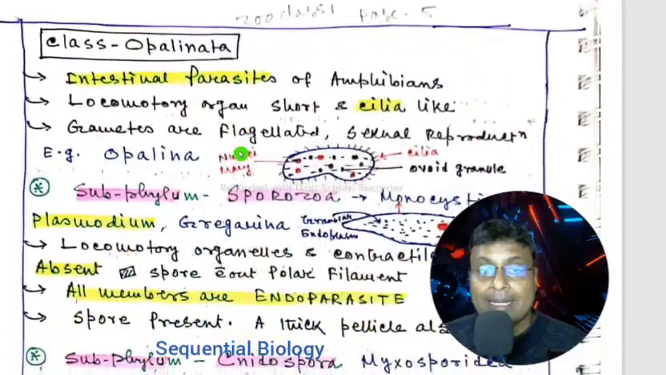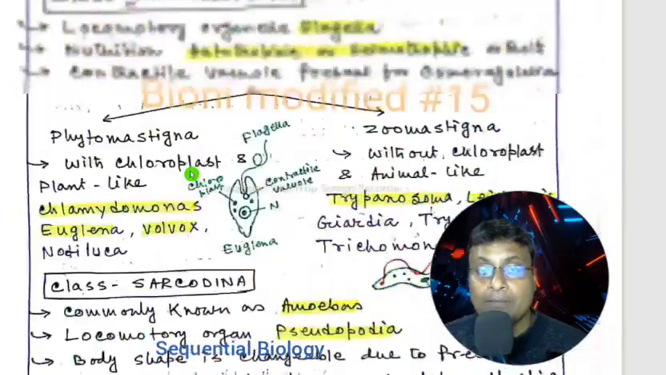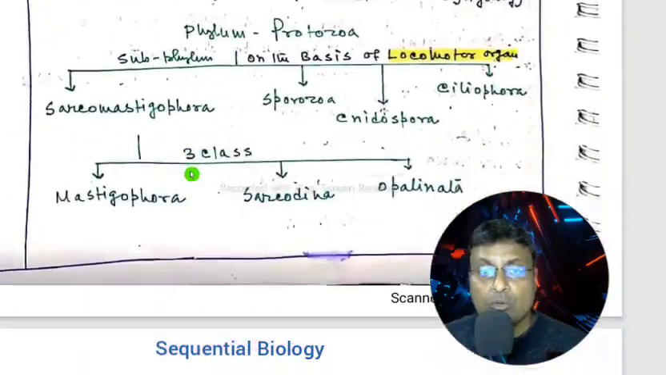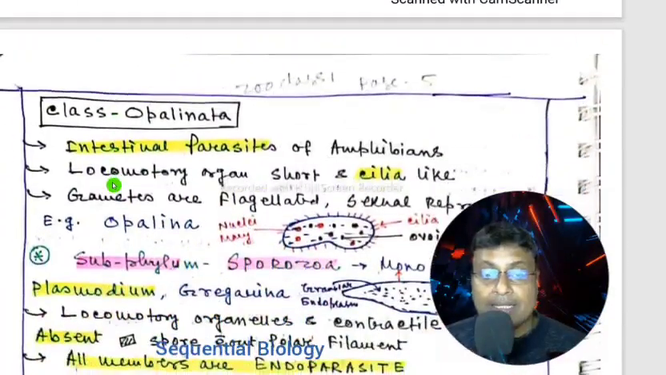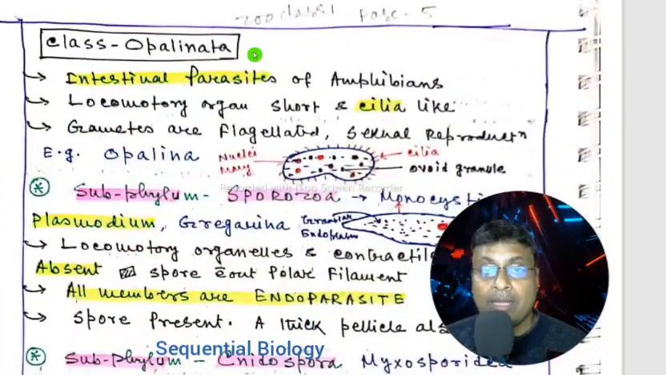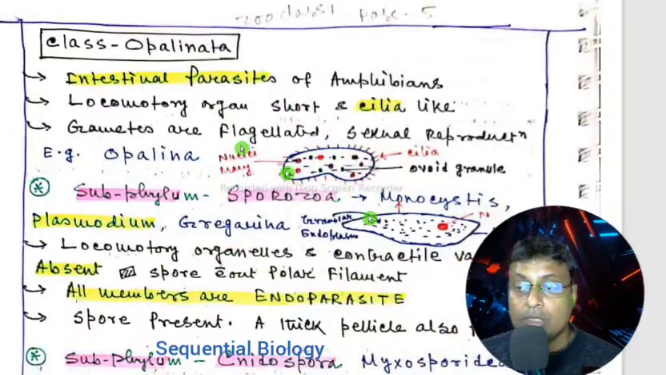And the next class is class Opalinata. This subphylum Sarcomastigophora is divisible into three classes: the Mastigophora, Sarcodina, and Opalinata. The last class under this subphylum is Opalinata. Opalinata are usually intestinal parasites of amphibians. They can be found in the amphibians' digestive tract. They are intestinal parasites, and their locomotory organelles are short and cilia-like.